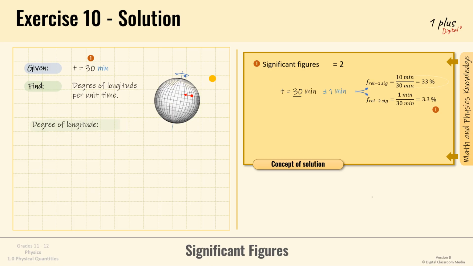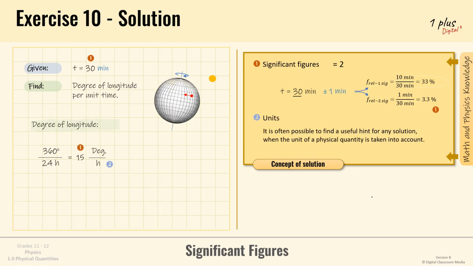We think about how fast the Earth rotates. The Earth completes one full rotation in 24 hours. That corresponds to 360 degrees. Now we divide 360 degrees by 24 hours. This gives 15 degrees per hour. The unit shows us directly: in 1 hour, a point moves through 15 degrees of longitude.